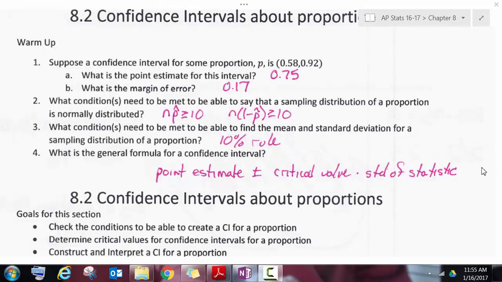Alright, we're going to talk about confidence intervals about a proportion. So now we're going to try and guess at proportions using the stuff that we've been talking about with confidence intervals. So our warm-ups. Suppose a confidence interval for some proportion P is 0.58, 0.92. What is the point estimate?